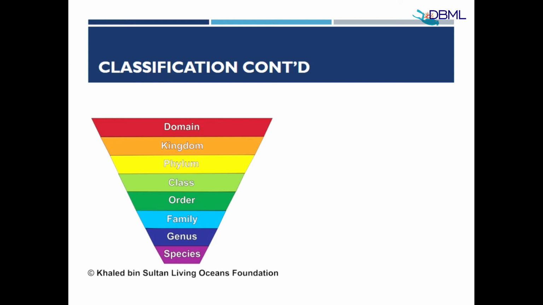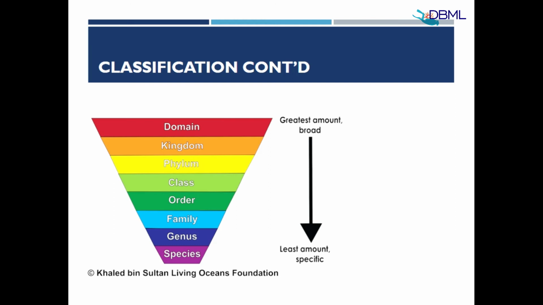Now, classification has a system and it is represented from domain to species. Domain being the broadest, encompassing all living organisms. And then you have kingdom, phylum, class, order, family, genus, and species. Species being the most specific one. So, for example, you have different types of sharks. The great white shark is a different species from the bull shark, so they're very specific.